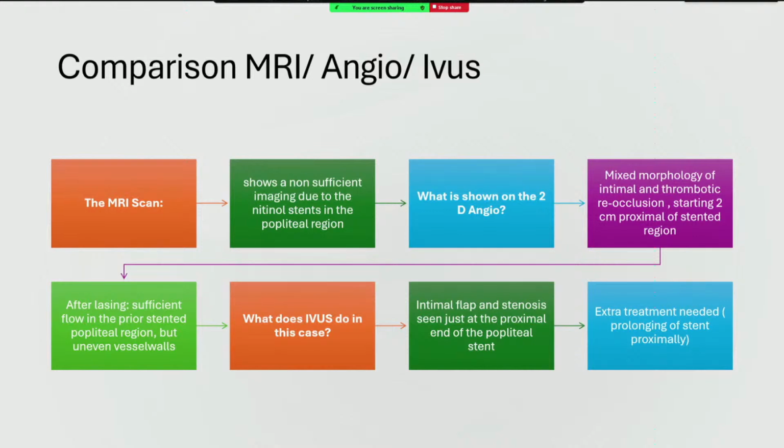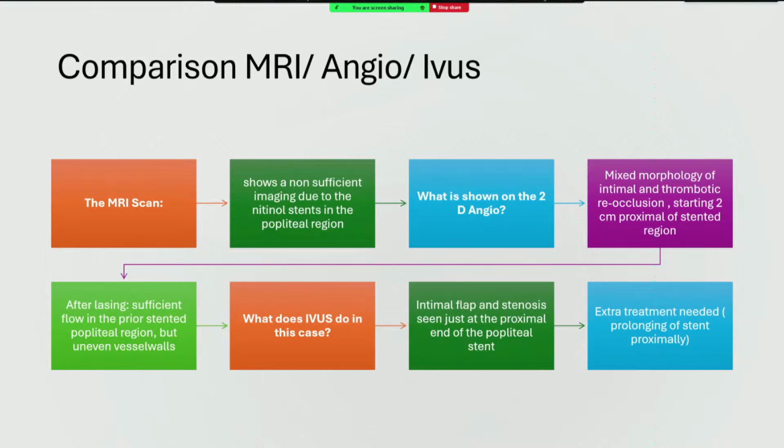So this is my workflow. We had the MRI scan, and that showed non-sufficient imaging as well due to the nitinol stents in the popliteal regions. As we know, MRI can't give us information in this area because of the stent material. So then we had the 2D angio, and I could see the mixed morphology of intimal and thrombotic reocclusion starting 2 centimeters proximal of the stented region.